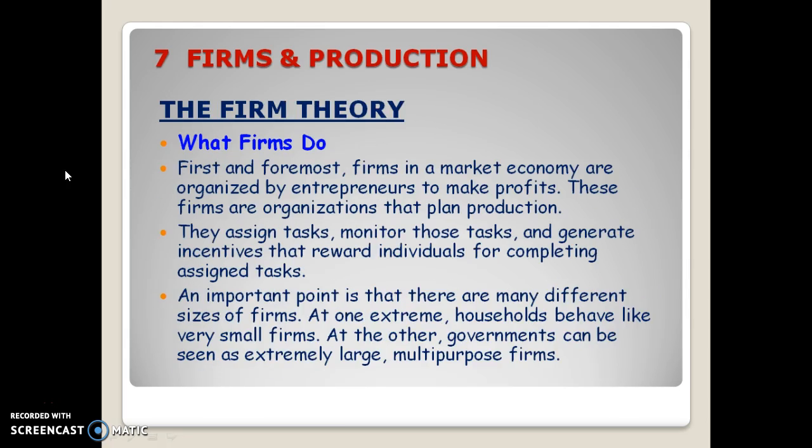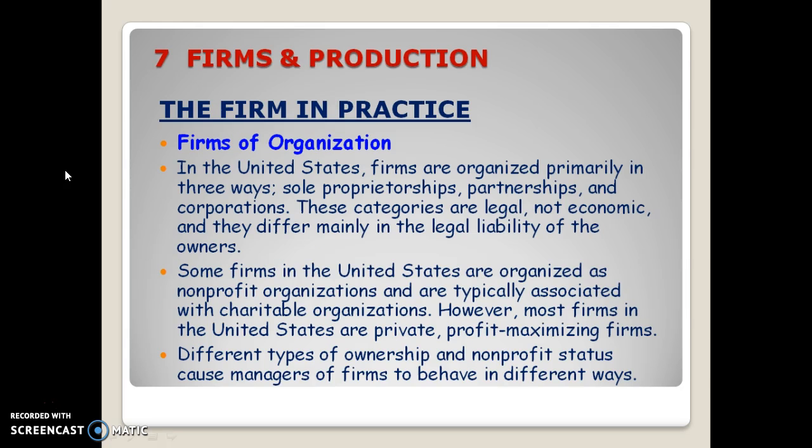When we look at chapter 7, we're going to be looking at what firms do. You'll notice that firms operate in a market economy, where the main focus is entrepreneurs and how they make money. The firms are planning organizations based off of how they should evaluate the different structures in the markets. They assign tasks, monitor those tasks, and generate incentives that reward individuals for completing those tasks as well. The payoff is the amount of profits that are achieved.